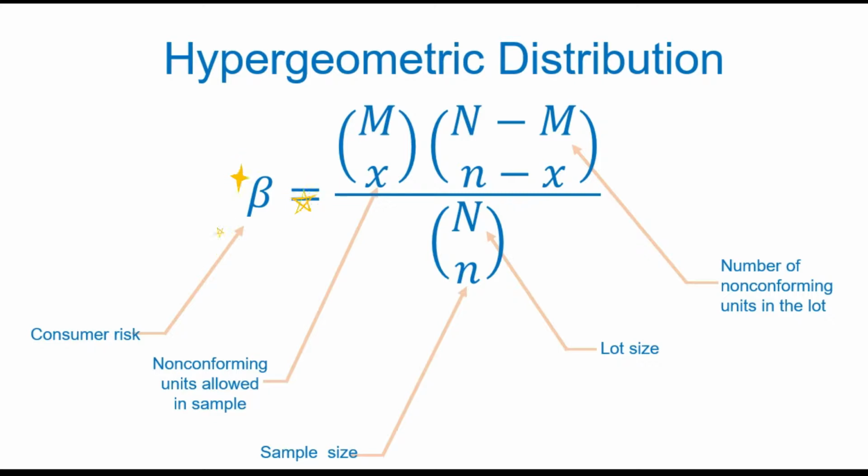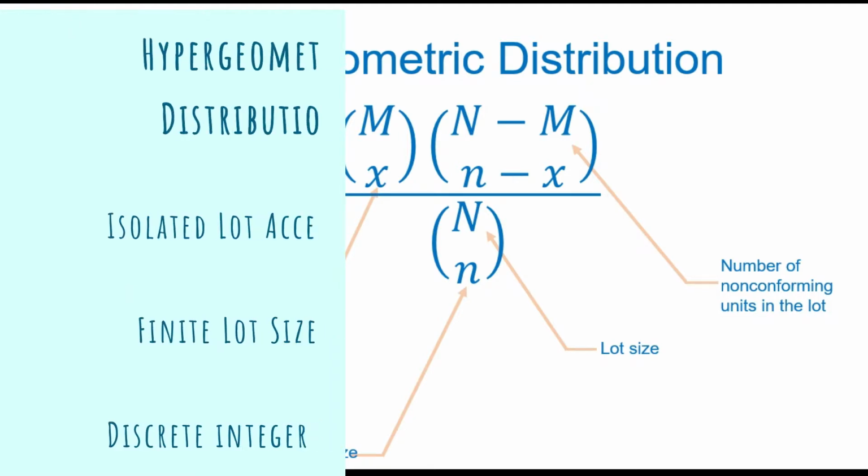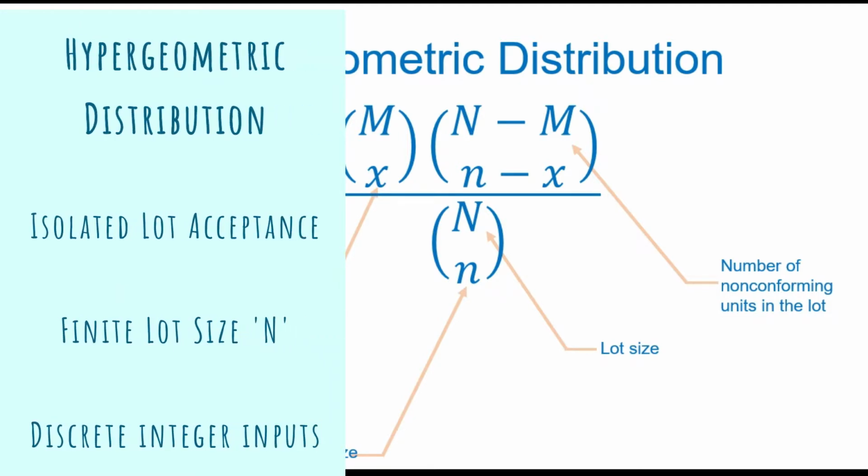The output is consumer risk, or the probability of acceptance. It has the illusion of being on a continuum, but the inputs are discrete values. The output is not on a continuum, even though it appears to be. So to summarize, the hypergeometric distribution is used for making judgments about isolated lots. It uses a definite finite lot size, and all the inputs are discrete units.